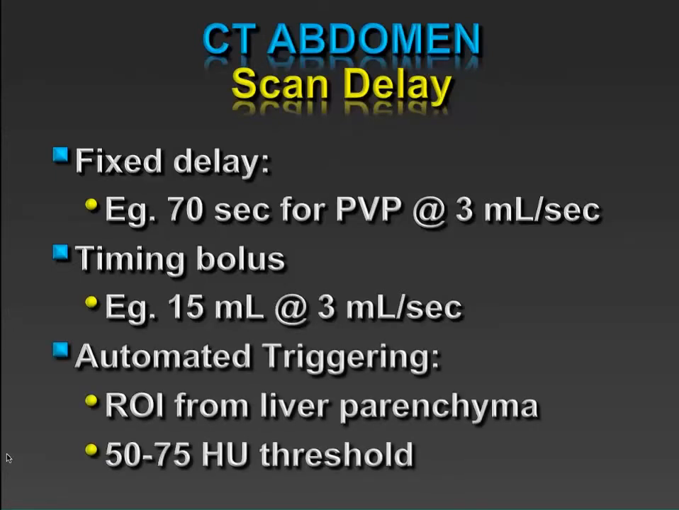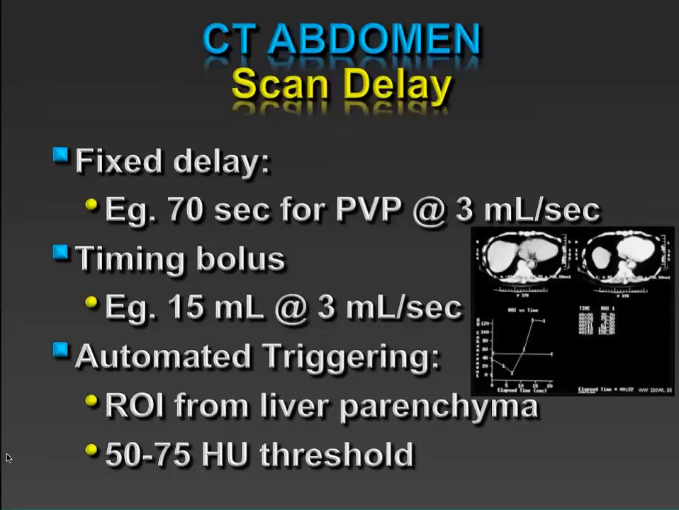I think that automated triggering is fairly mature on the existing scanners, being around for many years, and for the abdomen and pelvis, as I mentioned earlier, we start at about 15 seconds and we monitor the liver until we get to a certain parenchymal enhancement level, typically in the order of 50 to 75 Hounsfield units.